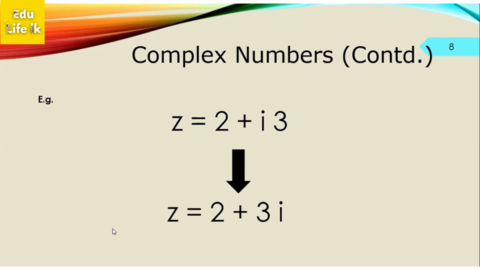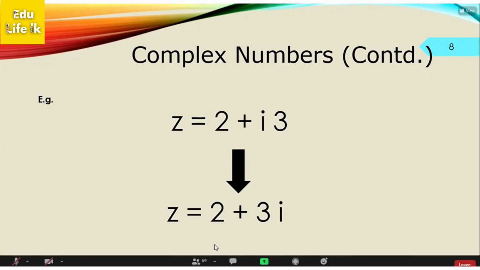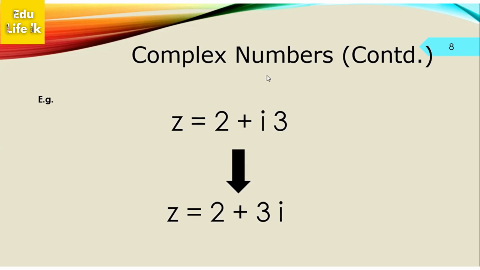You have solved problems in derivatives, right? So likewise, we can write it as 3 times I. Either I times 3 or 3 times I, it doesn't matter. For our ease, because we are familiar with putting the sign after the number, we can write it as z equals 2 plus 3 times I. Doesn't matter.